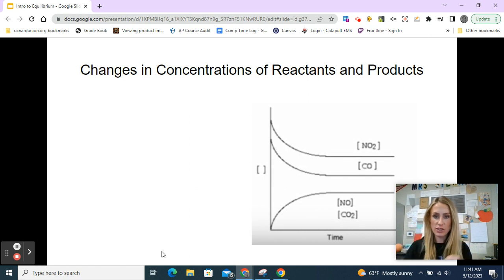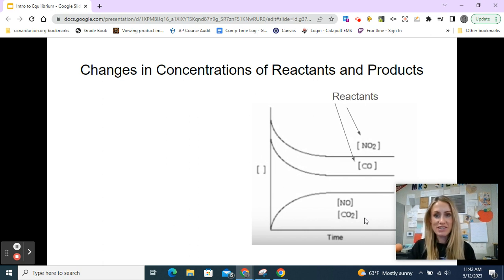It means concentration. So this line right here is what's happening to the concentration of nitrogen dioxide. This line right here is what's happening to the concentration of carbon monoxide, and this right here is what's happening to the concentration of nitrogen monoxide and carbon dioxide. This isn't them added together, they just both happen to be the same concentration. So think about it, maybe pause this video if you need to think about it a little bit more. Which ones are the reactants? Which ones are the products?